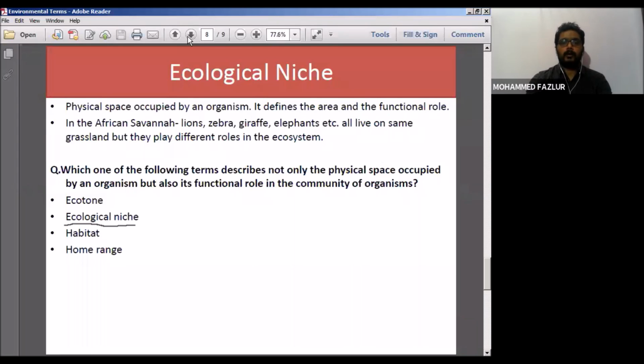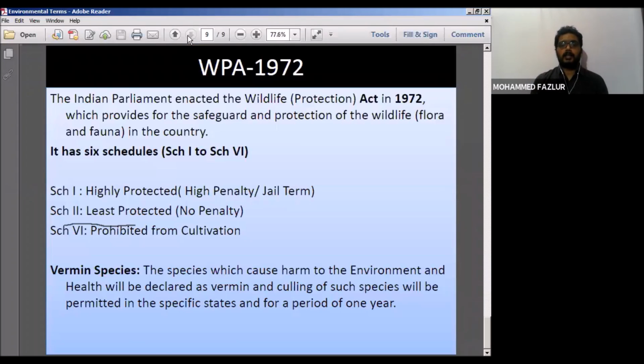Now we'll go to the final one, that is the vermin species. To understand vermin species, you should go through what the WPA Act is, that is the Wildlife Protection Act 1972. The Indian Parliament enacted the Wildlife Protection Act in 1972. This is the basic fact which you should know, 1972, which provides for the safeguard and protection of wildlife, that is flora and fauna, plant and animal species in the country.